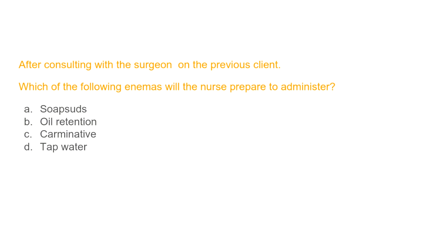And then oil retention is used mostly in what situation? Is it used when they're really impacted? Yeah, when there's a lot of hardened stool there. Good, because that helps soften it up. So different types of enemas are on 581, so take a look at that.